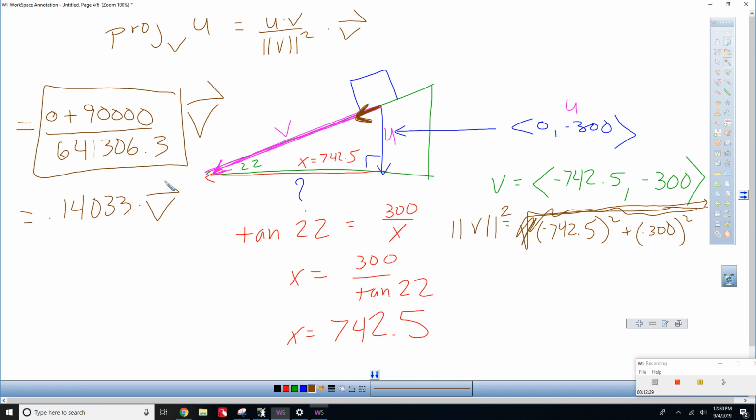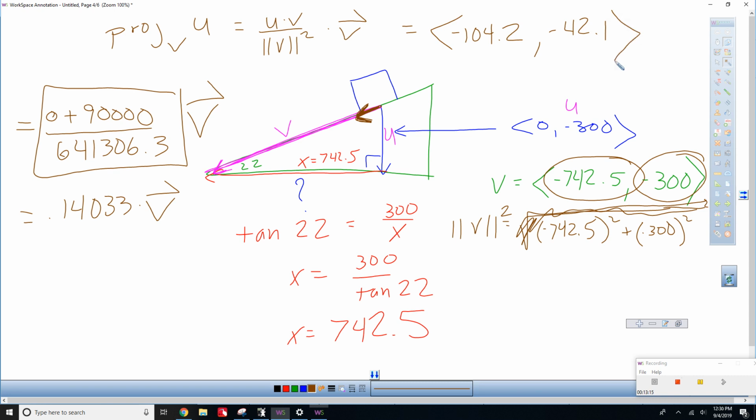So, our projection of U onto V, can you do, Tara, 0.14033 times negative 742.5? So it's going to be a negative. Negative 104.2. And can you do 0.14033 times negative 300? And you get negative 42.1.